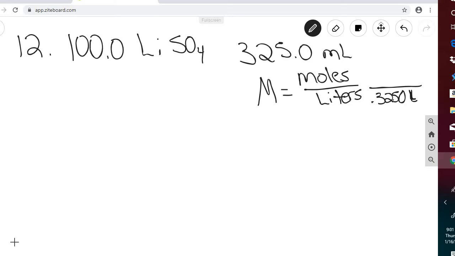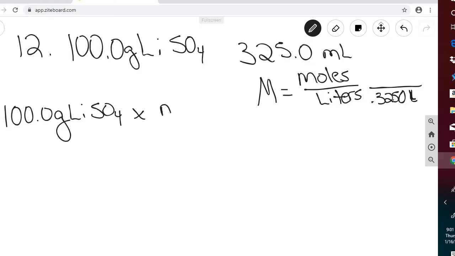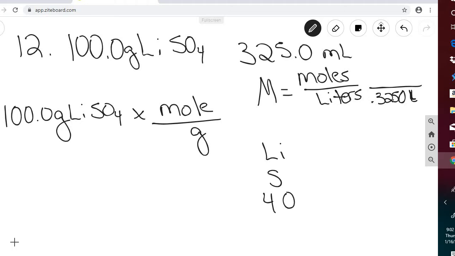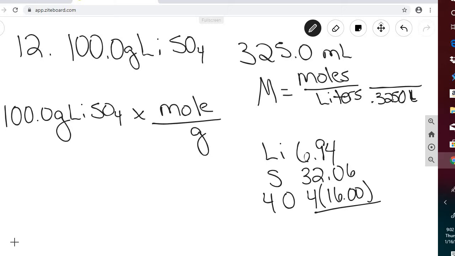Okay, so then it just becomes converting this lithium sulfate from grams into moles. So we have 100.0 grams of lithium sulfate, and we want to convert that to moles, so moles is going to go on top. How many moles? 1 mole is equal to how many grams? Okay, so we have 1 lithium, 1 sulfur, and 4 oxygens. So the lithium is 6.94. The sulfur is 32.06. Getting these from the periodic chart. And then we have 4 oxygens, and each oxygen is going to be 16.00.